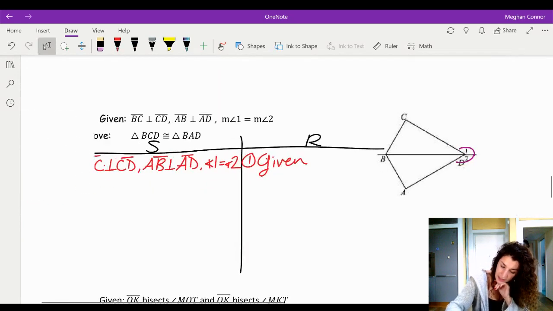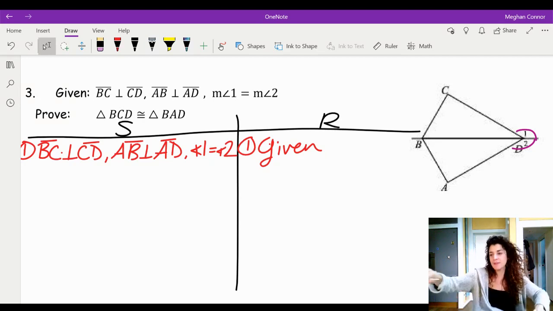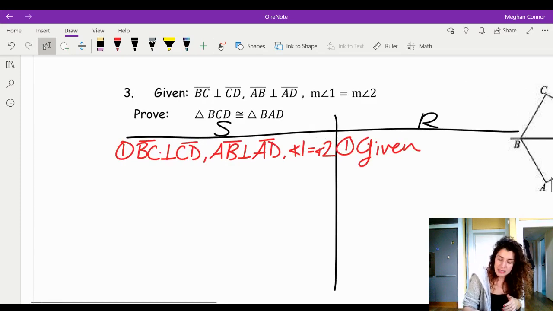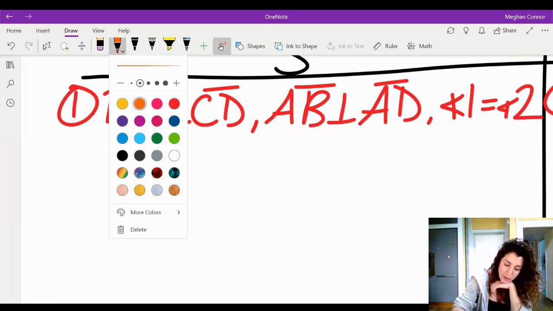Given. All right, I know that I've got perpendicular lines, which I know, those breadcrumbs, that garden path, that rabbit hole, whatever you want to call it, is going to lead to 90-degree angles. And then I know that angles 1 and 2 are equal, so I need to talk about angles that will then lead me to the inside of the triangles that I want to talk about. I'm going to first go with the 90-degree angles just because I want to get it out of the way.